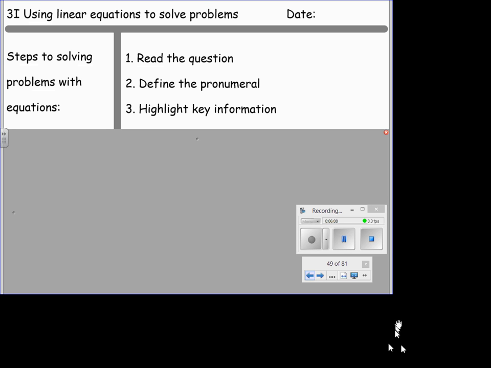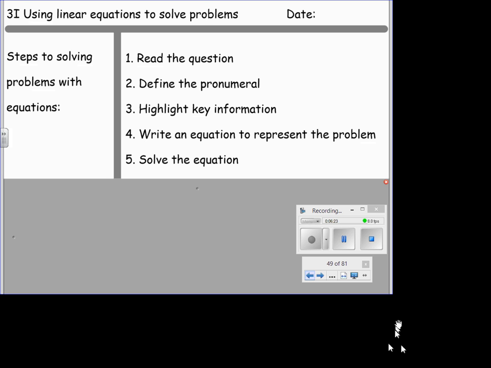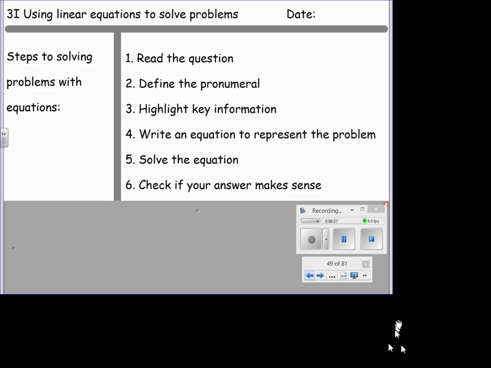Highlight any key information when you're reading it. So we did that right off the bat. We did that with the blue pen. Step 4, write an equation to represent the problem. This one we were prompted to do. The question asked us to do that. And then you're going to solve the equation and check your answer to make sure it makes sense.